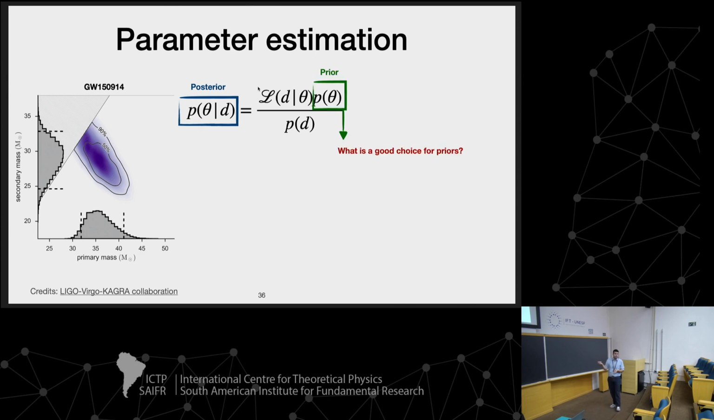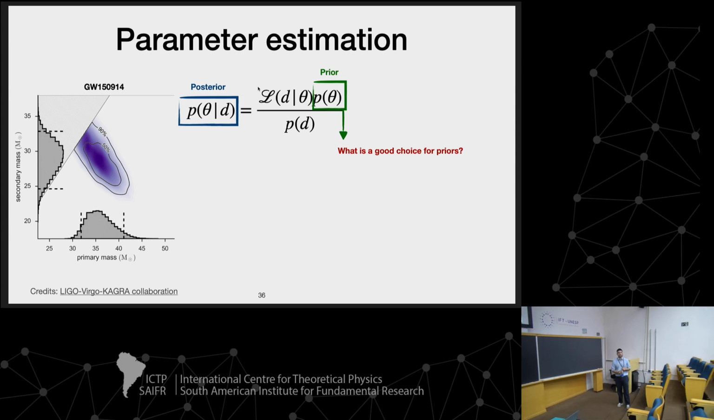So to run parameter estimation, what the LIGO collaboration does is run Bayesian analysis, where you have priors on the signals. Do you have an idea what a good prior choice could be? Usually... Uniform priors, of course.